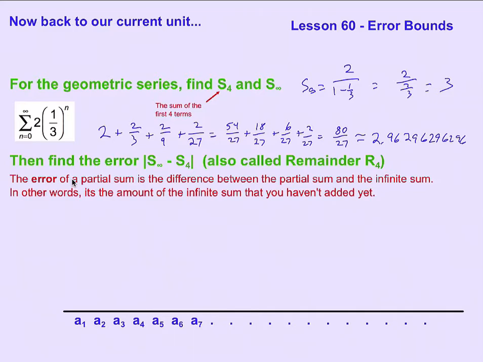What we're going to introduce ourselves to today is this idea of an error, which just means the difference between the actual infinite sum and the approximation we get after adding only a certain finite number of terms. Sometimes it's called the remainder. That capital R is for remainder. So R4 means the remainder after 4 terms. So all we need to do is subtract 3 minus 80 over 27, which happens to be 1/27. Okay, not bad.